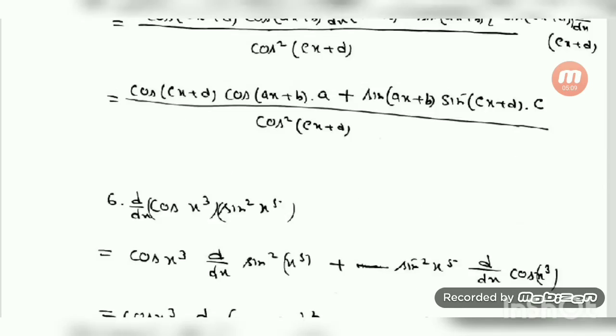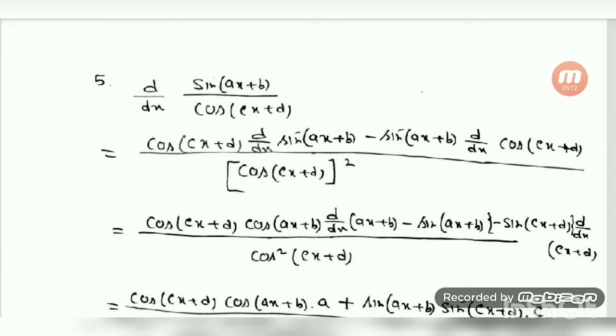Now let us go to question number 5. What is your question? d/dx of sine of ax plus b by cos of cx plus d. This is a function of x. This is another function of x. That means you have to apply here the u by v rule. What is your rule? I hope you remember. V square, that is the denominator square.